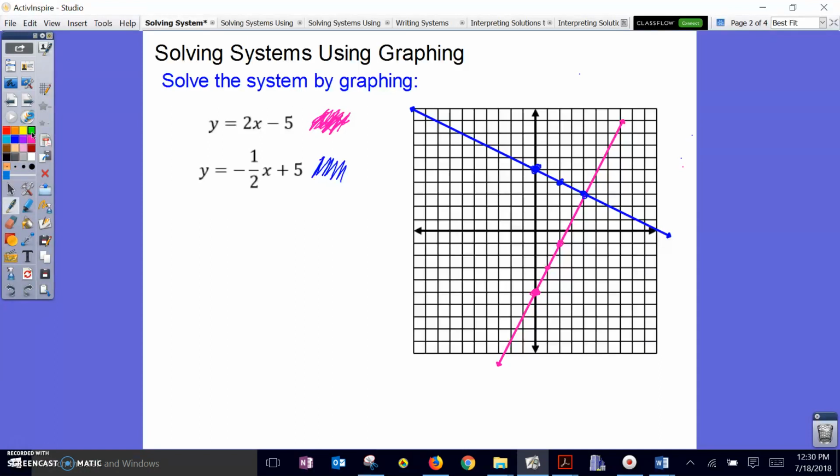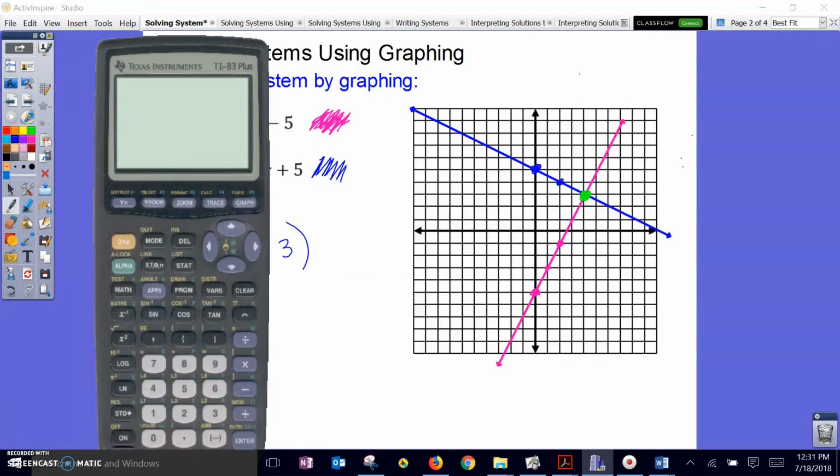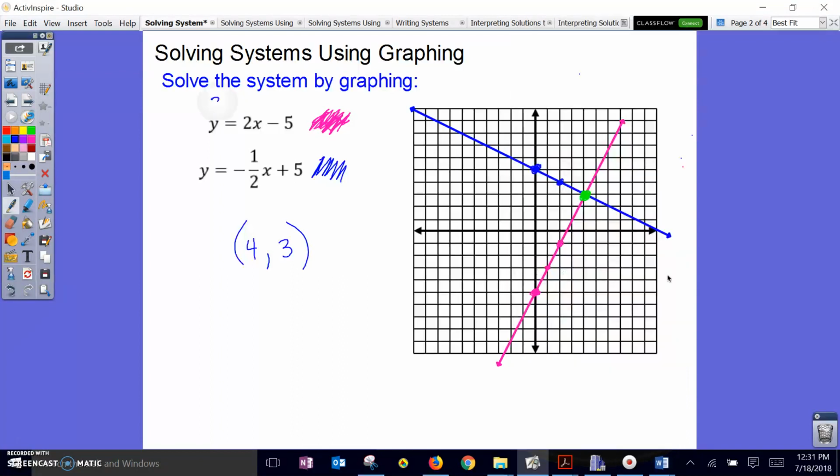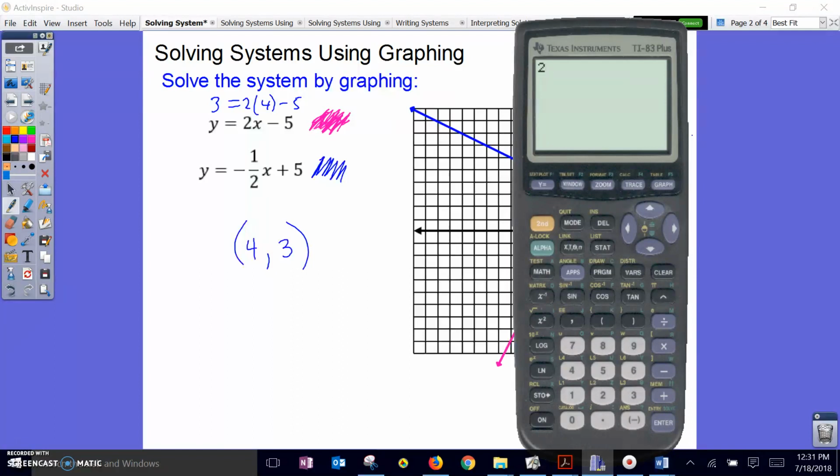And when I do that, I see that these two lines intersect right here at this point. That's the point 4, 3. And so 4, 3 is going to be our solution to this system. And now that we're done finding that, I'm going to go ahead and check that value in the system. If I put 3 in for y and 4 in for x, that should give me a true statement. 2 times 4 minus 5 should be 3. And it is, so it works in the first equation.